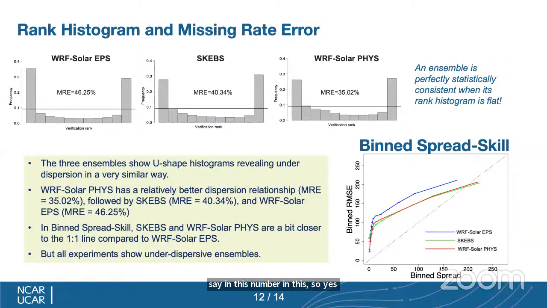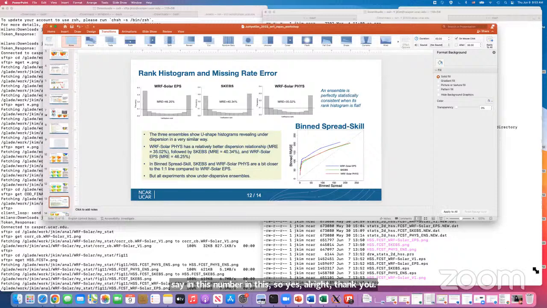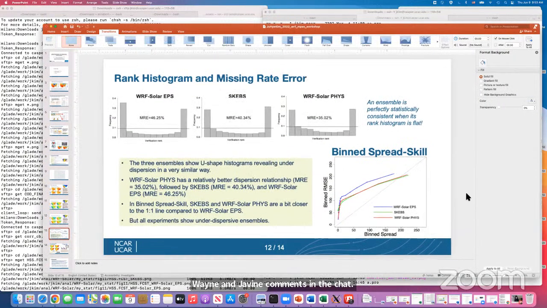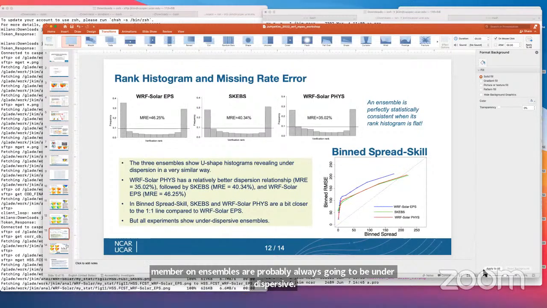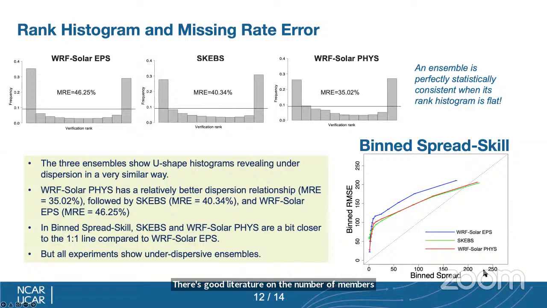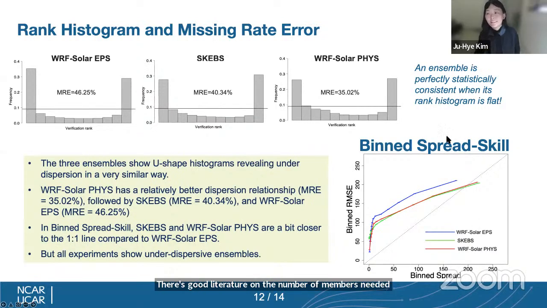All right. Thank you. Wayne Angevine comments in the chat that 10-member ensembles are probably always going to be under-dispersive. There's good literature on the number of members needed. Okay. All right. Thank you.